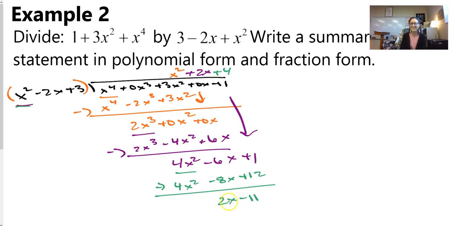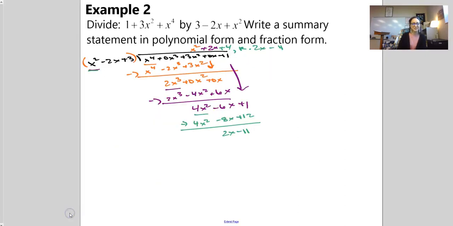You cannot. Now you're down to a degree that is less than the degree of your divisor. So this 2x plus 1 is your remainder. Sorry, 2x minus 11. Okay, so now let's go ahead and write this in polynomial form and fraction form. I'm going to let you try that on your own. Hit continue when you're ready to check your answer.